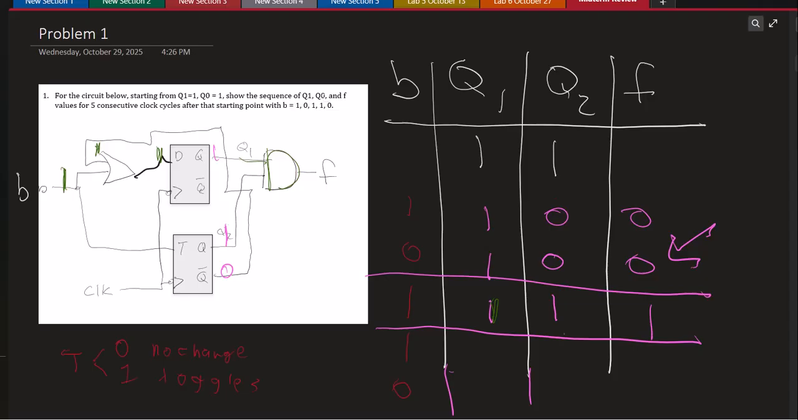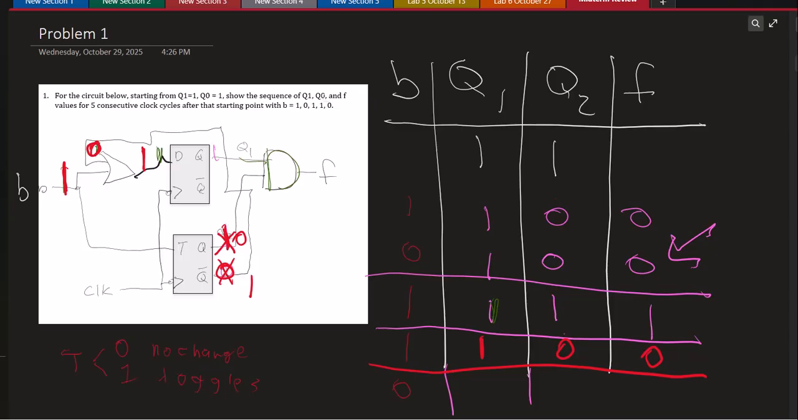Okay, so now, and these values will all be in red. B is 1. Our old value for Q2 was 1. Our old value for Q2 naught was 0. So now I have a 0 going into this OR gate. 1 or 0 is 1. So Q1 will be 1. A 1 is going into the T flip-flop, so it'll toggle. So this will become 0, this becomes 1. 0 and 1 is 0.